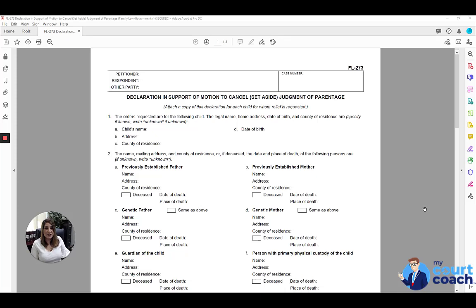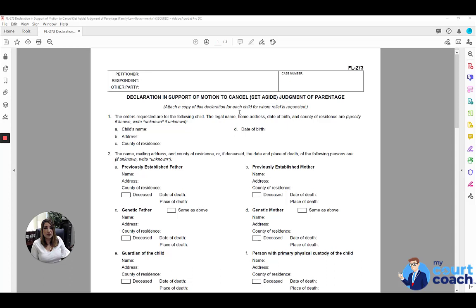I'm Sarah. I'll be your instructor today as we talk about the declaration in support of motion to cancel or set aside a judgment of parentage, also known as Form FL-273. As with all our court forms, you want to fill in your identifying case caption information at the top. This form would be attached to a notice of motion to cancel or set aside a judgment of parentage. That's Form FL-272, and there is a separate video on that form.